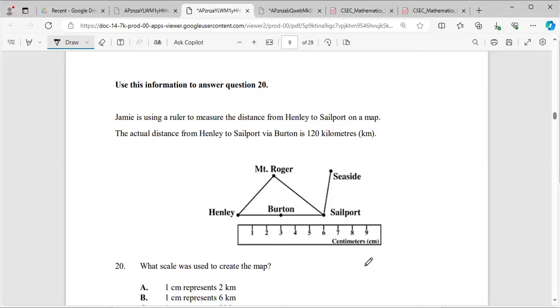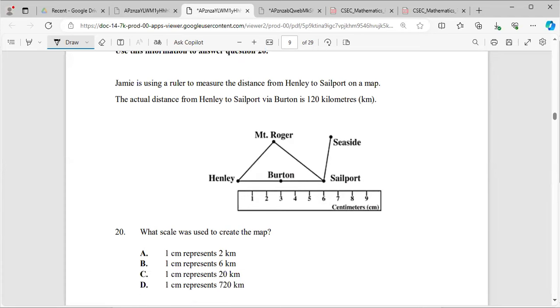This one is a bit tedious, so look at it very carefully, guys. So they give you the ruler here, so you can measure it from their ruler. Look at the city that they give you. You say from Henley to Sailport. And they say the actual distance is 120 kilometers. What does 1 centimeter represent? Very nice question. Absolutely love this one.